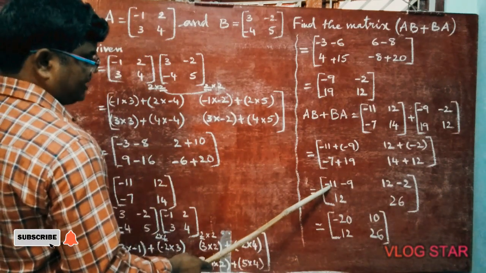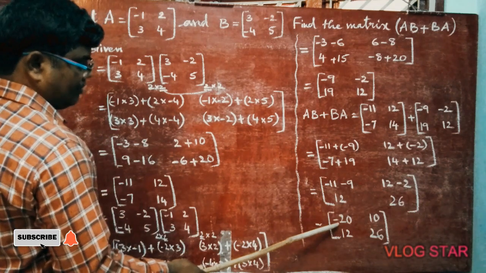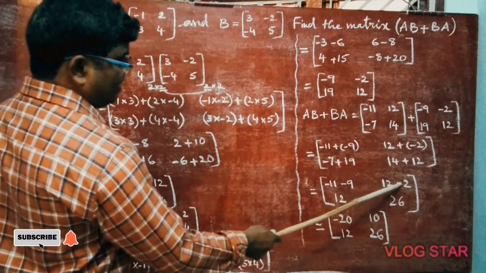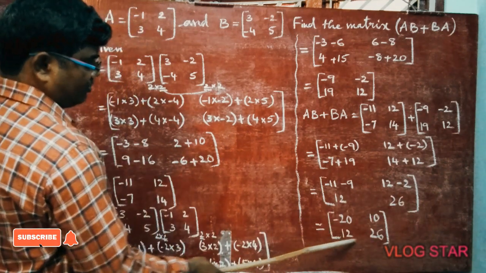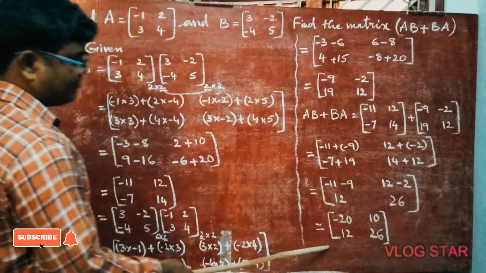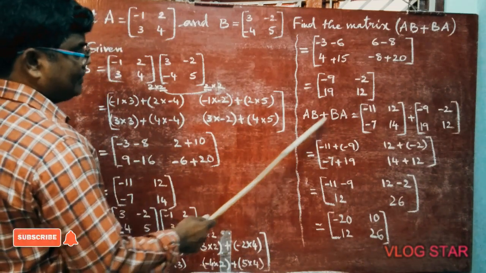Now coming to simplification. Minus 11 minus 9 is minus 20. 12 minus 2 is 10. Here 12, 26. This is the final answer of AB plus BA.